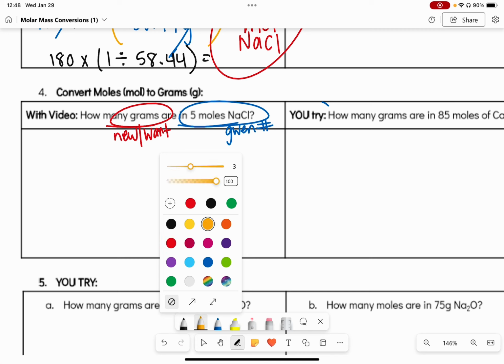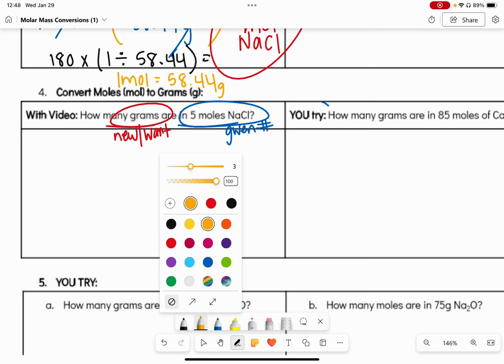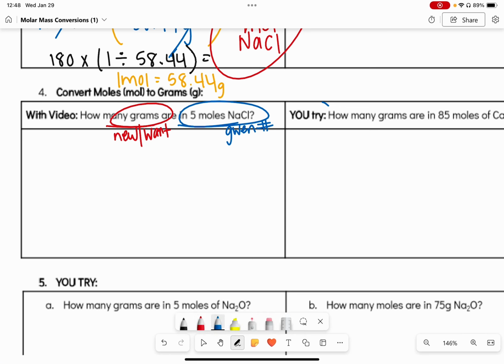My conversion factor is going to be 1 mole is equal to its mass. Because I'm working with NaCl, the mass is going to be 58.44. Now I need to label what's my old unit and my new unit in my conversion factor. So my old unit is moles because it matches our given number. And my new unit is what I want to find, which would be grams, because that's what they're asking for.